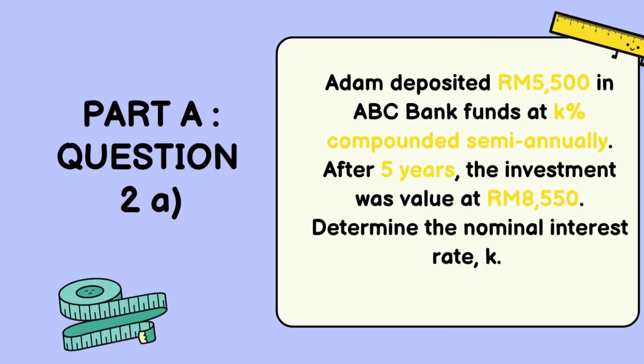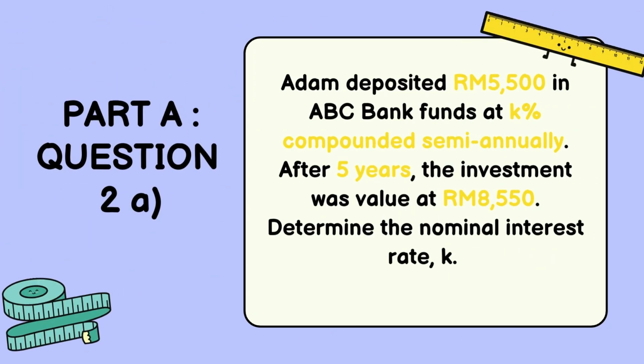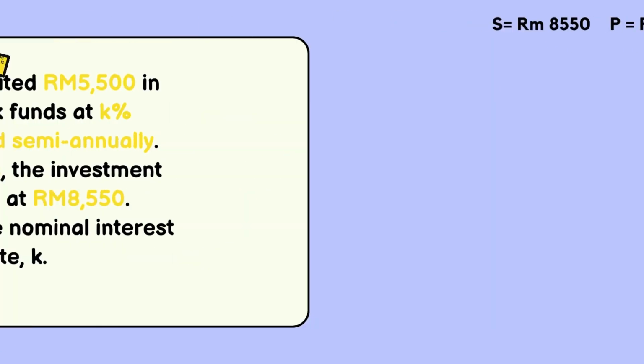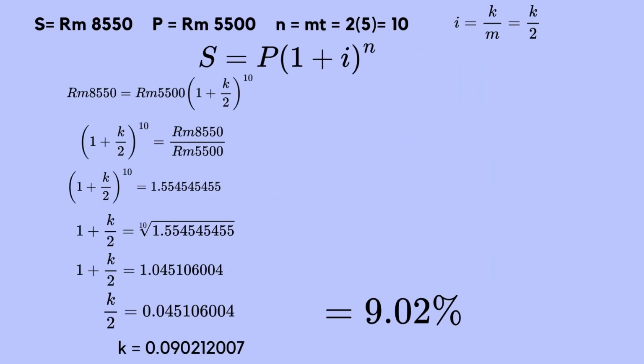Deposit 5,500 in ABC Bank, funds at K% compounded semi-annually. After 5 years, the investment was valued at 8,550 ringgit. Determine the nominal interest rate, K. First, to find K, we need to use the compound interest formula, which is S equals P open bracket 1 plus i close bracket power of n.